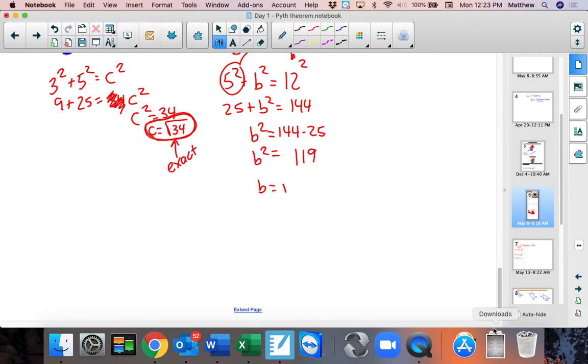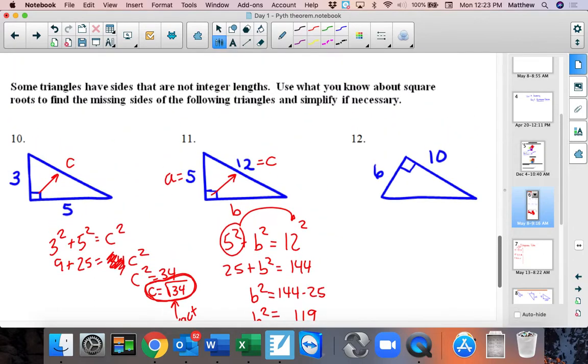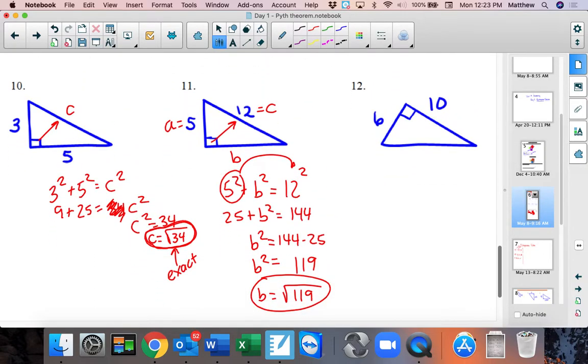So B equals root 119. I can't think of any factors of 119, so I think we are finished, and this is exact. Lastly, we've got a right angle, so this must be C. So we've got A, and this is B, and I don't know C.